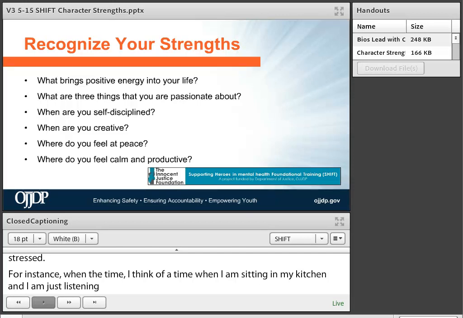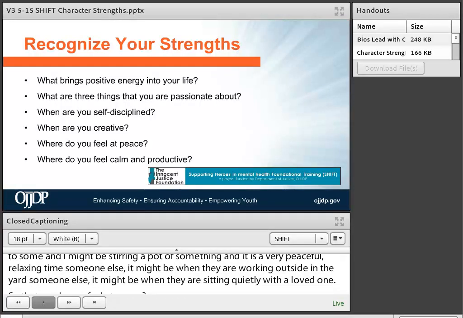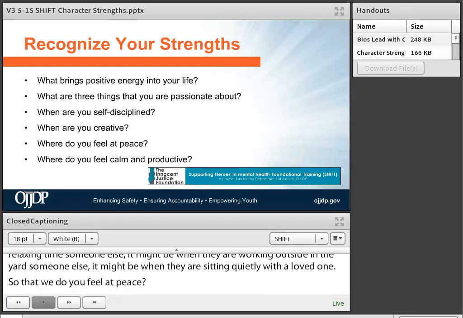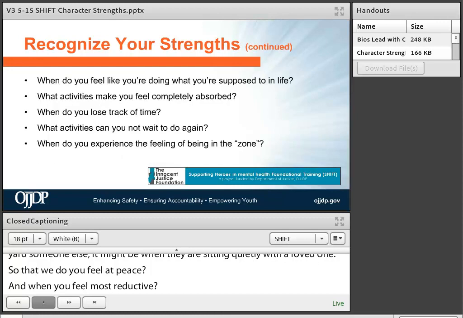And when do you feel most calm and productive? I think that for me, the calm and productive part is early in the morning before anybody's up, and I feel like I can get things done, and then I'm just on it, and it feels like I can get more done in that hour than I can get done in the whole rest of the day. So where do you feel both calm and productive?